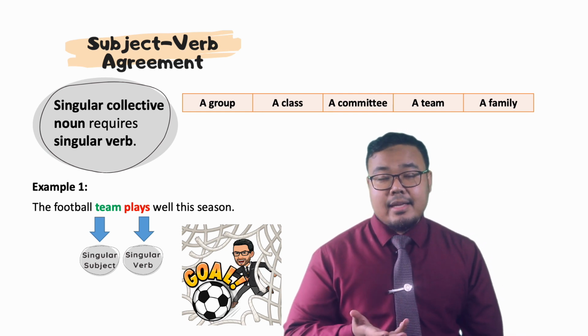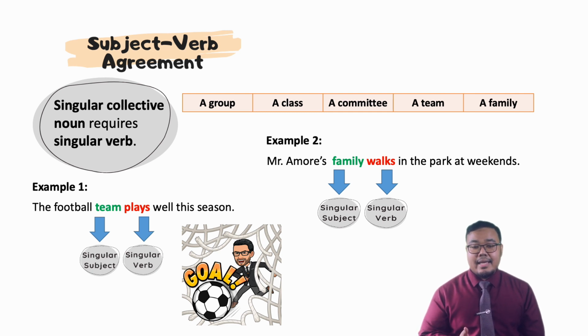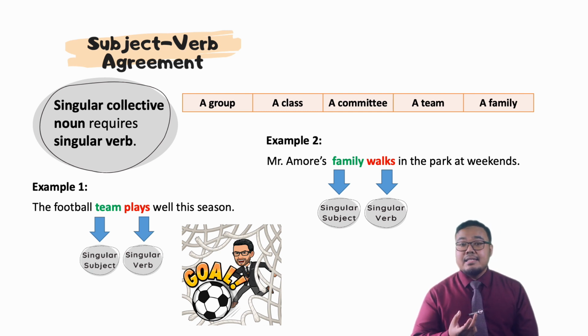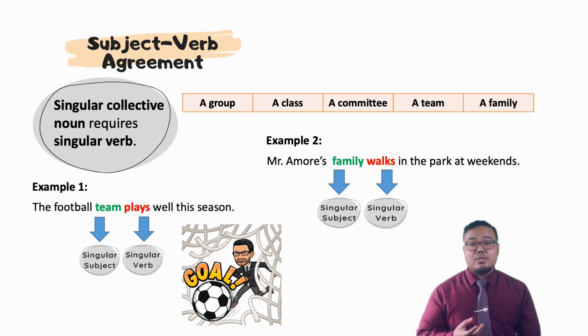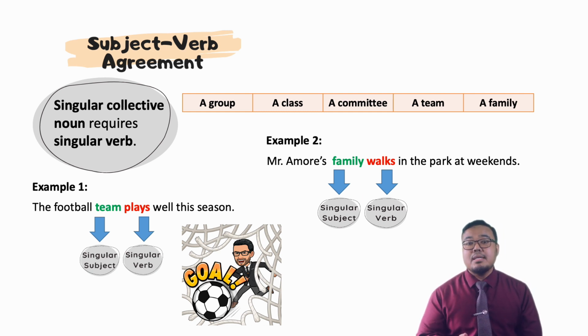And then the second example, Mr. Ammar's family walks in the park at weekends. Mr. Ammar's family here is a singular subject. So followed by walks, a singular form of verb. We cannot put Mr. Ammar's family walk in the park at weekends. We have to write Mr. Ammar's family walks in the park at weekends.